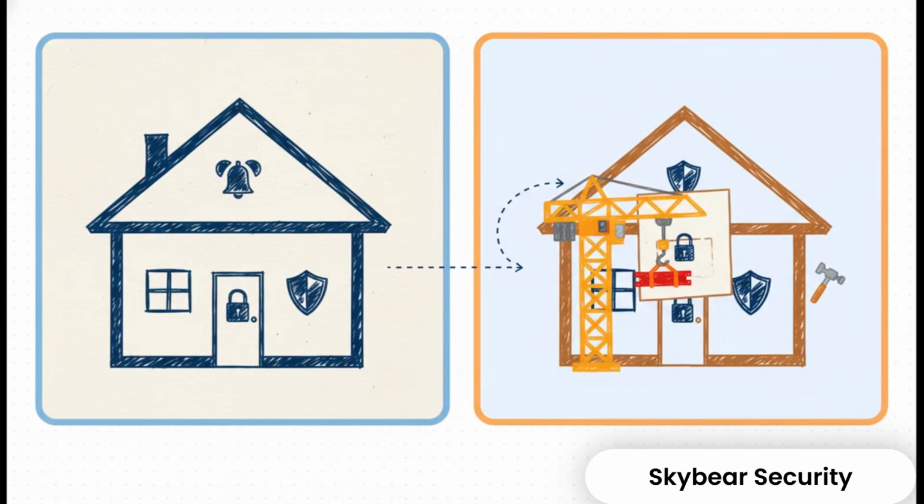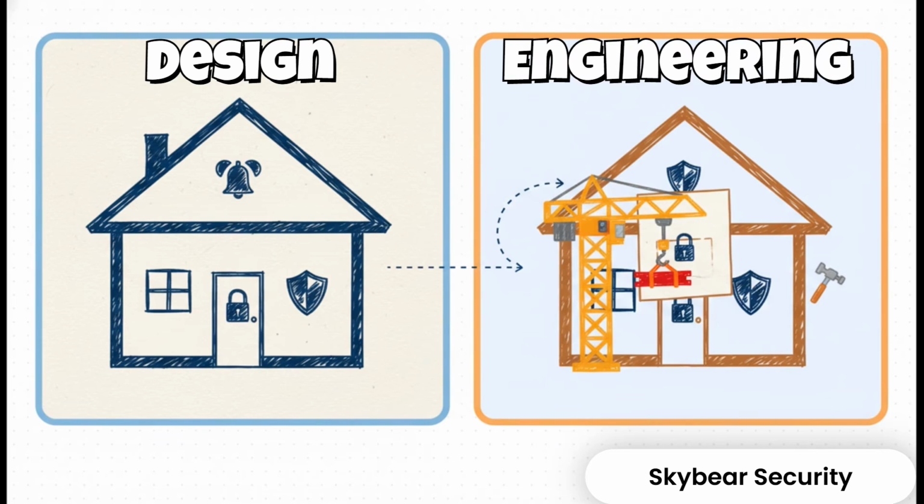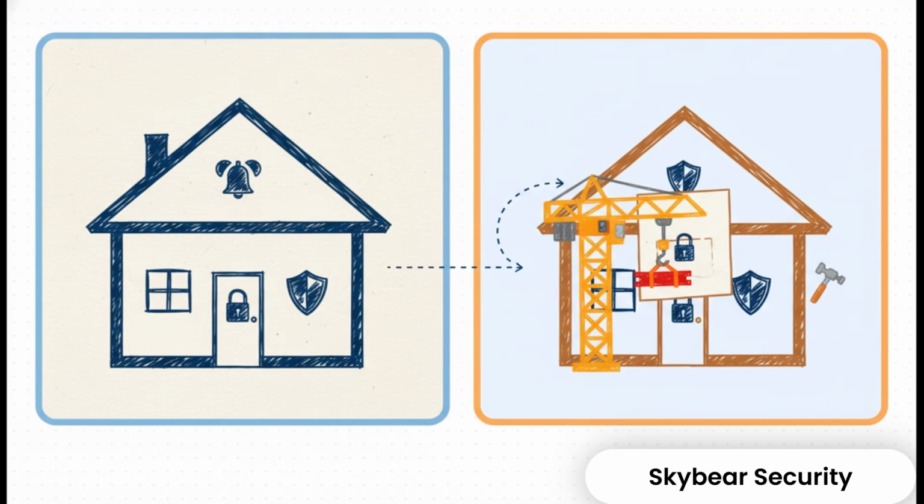The best way to think about this is like building a house. Privacy by design is the blueprint. It's where you decide where the private rooms are, where the locks on the doors go, before you even pour the foundation. Privacy engineering, on the other hand, that's the actual construction work. It's the crew that comes in to install those locks and wire the security system. One's the plan, the other is making that plan reality.